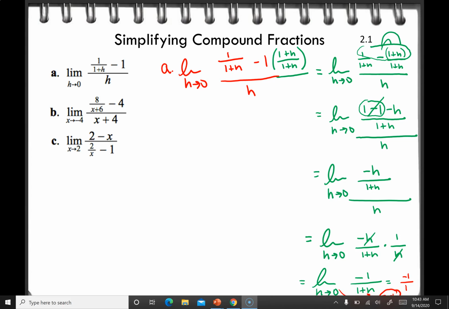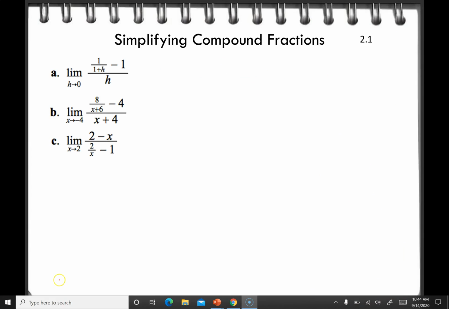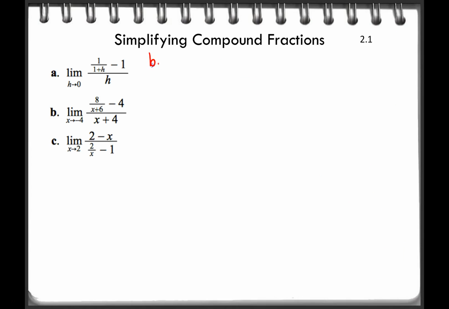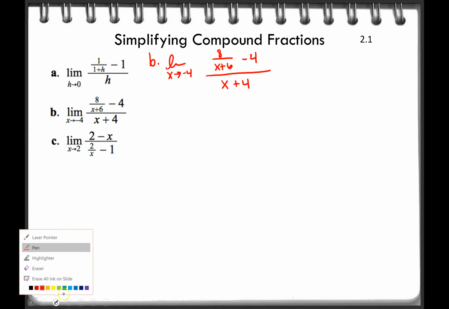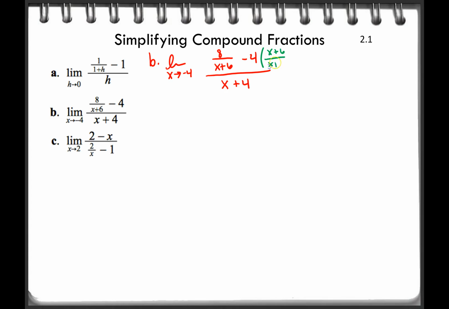I'm going to go ahead and delete this stuff. So now let's tackle B. So B is going to be the limit as x approaches negative 4 of 8 over x plus 6 minus 4, all over x plus 4. So we're going to have to take that numerator, and I'm going to multiply it by x plus 6 over x plus 6.